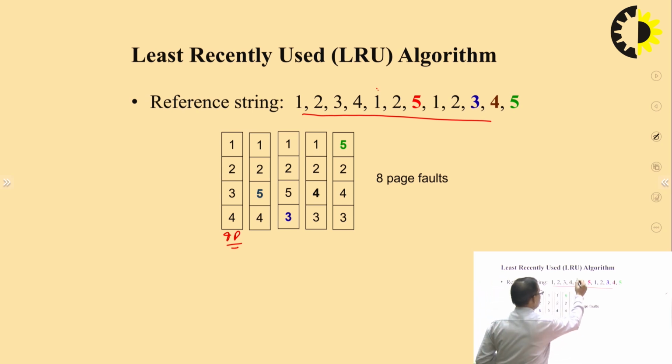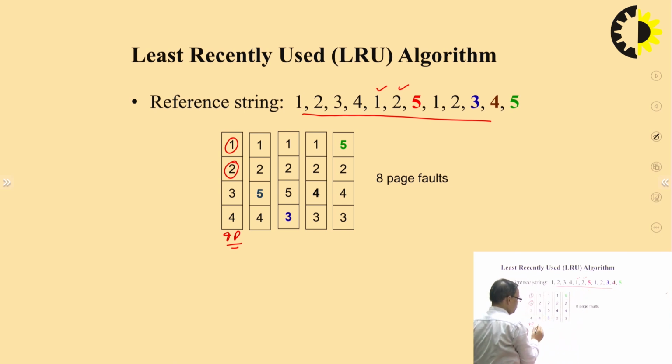Next one is the 1, which is present in main memory, so no page fault will count. 2 is present in main memory, no page fault will count. 5 is not present in main memory, so the page fault count value will be increased. Now we will move in the backward direction, and we will see that among 1, 2, 3 and 4, which page is not used for the longest period of time. So here 1 and 2 are recently used, so 1 and 2 will not be selected. Here we see that page number 3 will be selected for the replacement, so 5 will be placed in place of 3.